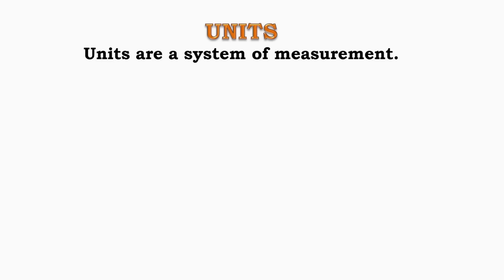Units and systems of measurement. Whenever we measure any physical quantity like length, mass, or time, we need a unit to express it clearly. To measure physical quantities, different systems of measurement are used. There are two main systems of measurement we study.